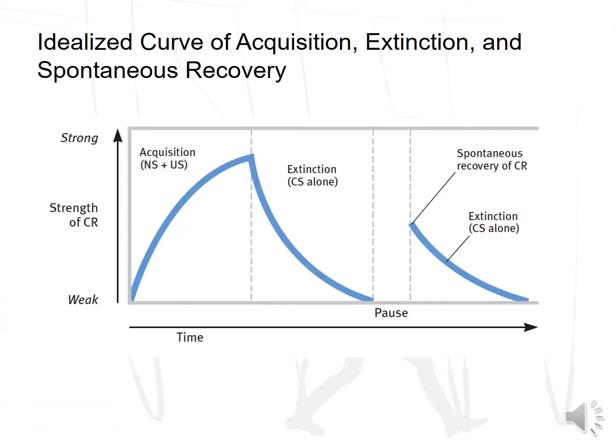In this slide, we see the learning curve, or the idealized curve of acquisition, extinction, and spontaneous recovery. If we start here at the bottom left, we see it's weak, and as we continue to pair these two things together in acquisition, you get a peak. Once you stop, you'll see the curve declines, and this is where we have extinction. Then eventually, if you have the neutral stimulus followed by the unconditioned stimulus, you will get spontaneous recovery, and then eventually you will have extinction again. This is as the stimuli are presented over time.